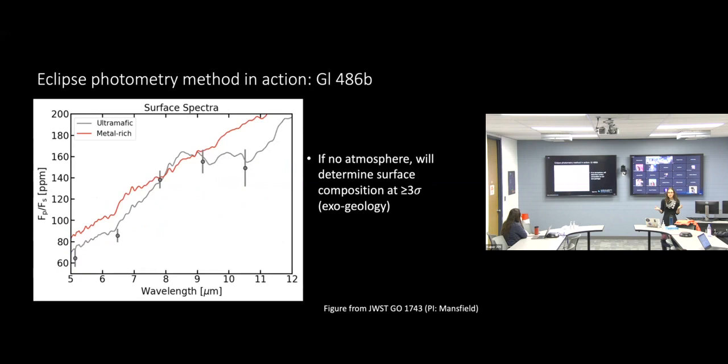But that's not the only thing we can do with these spectra. If we detect that the planet doesn't have an atmosphere, then we'll be sensing emission from the surface of the planet itself. So we can look for mineralogical features to tell us the composition of the rocks on the surface of the planet. This will be the first time that we'll be able to do what I like to call exogeology or exomineralogy and try and tell whether the solid surfaces of terrestrial planets outside our solar system are similar to what we observe in our own system.